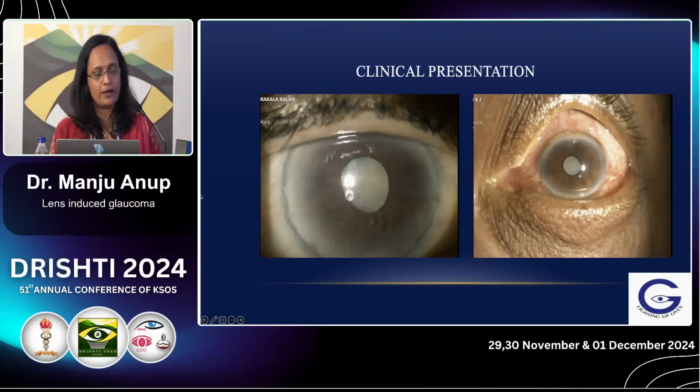You have to do a gonioscopy for the fellow eye to rule out occludable angles. If it is a chronic angle closure, you may not get the signs and symptoms of the acute attack, but the pressure will be very high with closed angles. So the first picture is an acute attack, and the second one is a chronic angle closure phacomorphic glaucoma.